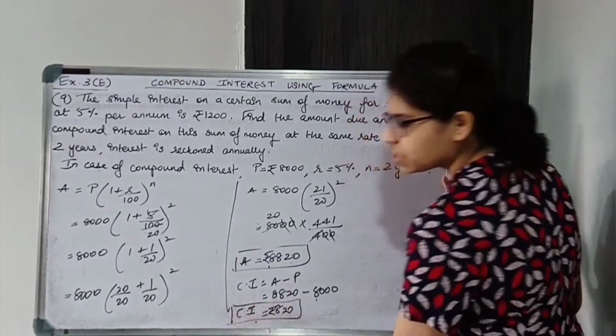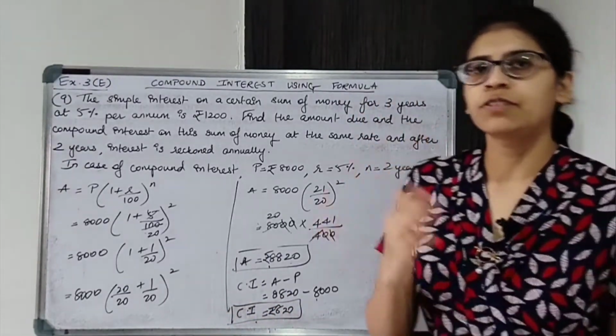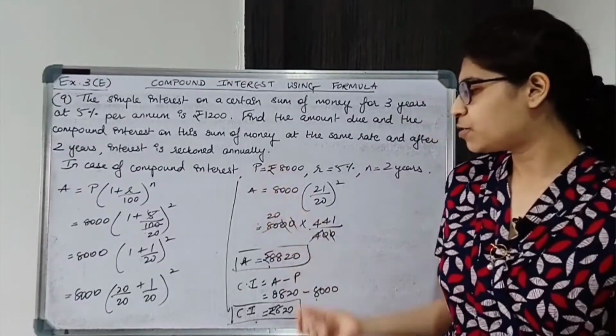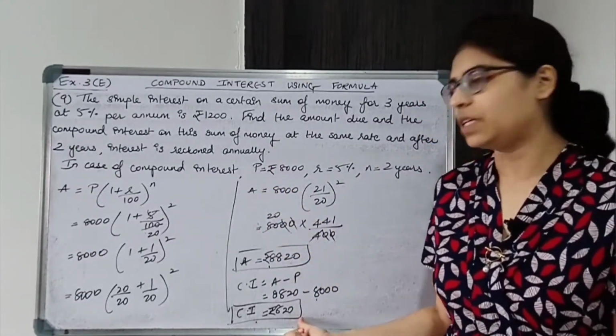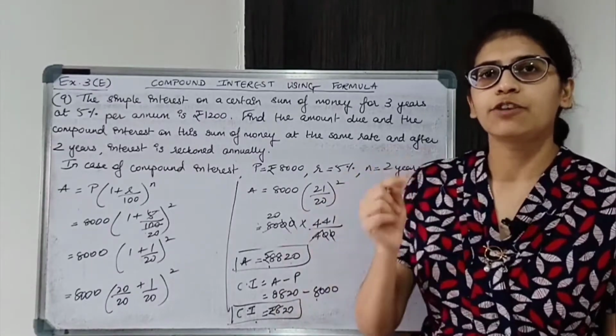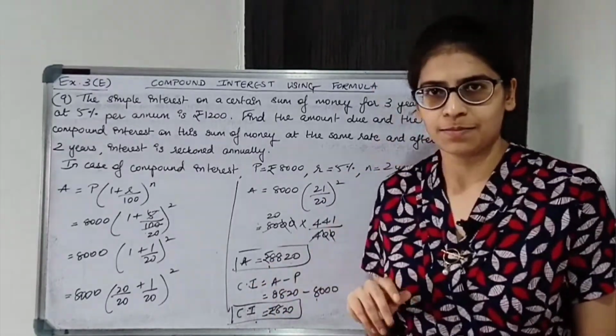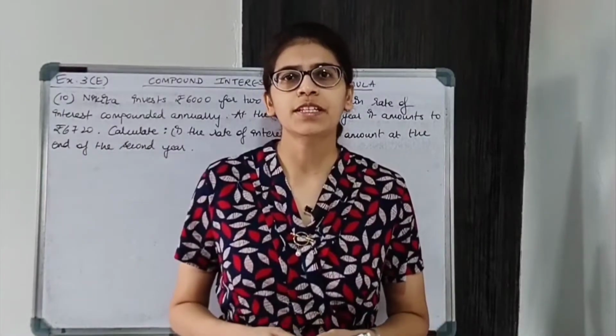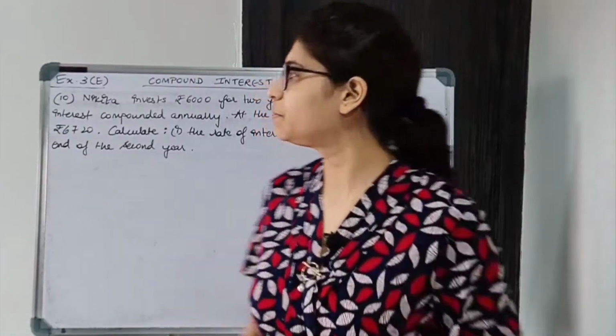So again after this, box the answer, write down the final statement. The compound interest on the sum of money is rupees 820. Don't forget the rupee symbol in both the cases. Moving on to the next question, question number 10.